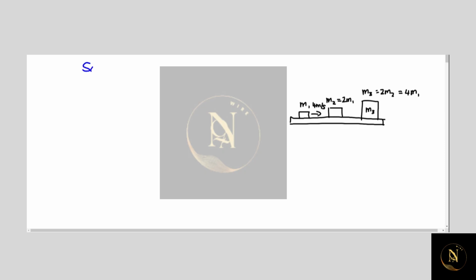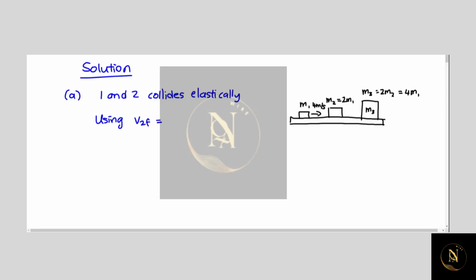To solve this problem, we recognize that this is an elastic collision. So 1 and 2 collide elastically. Since V2I is 0, for an elastic collision, first we find V2F. V2F is equal to 2M1 divided by M1 plus M2 times V1I.